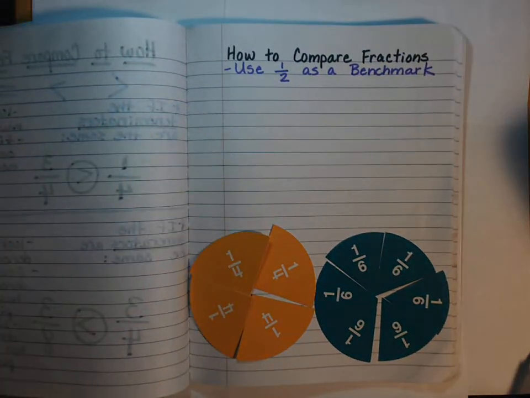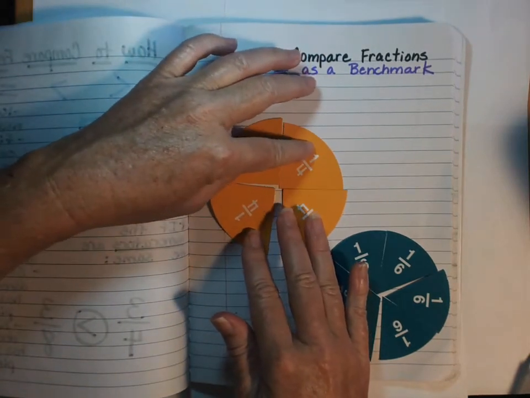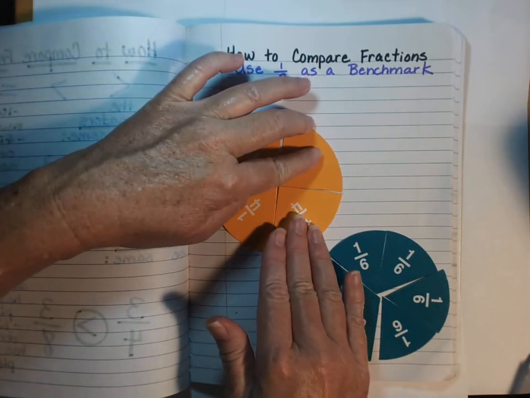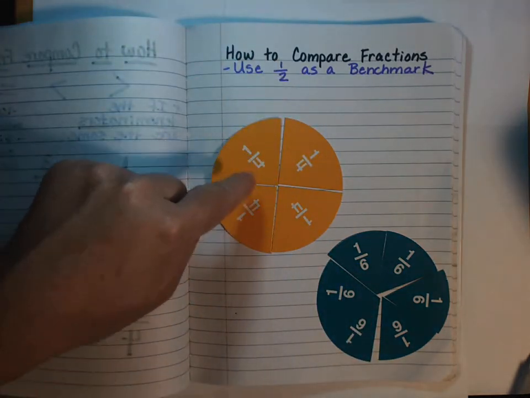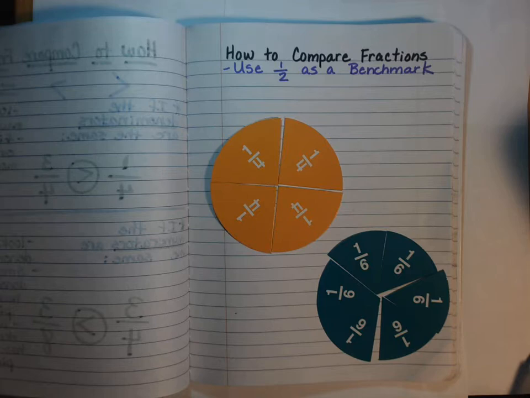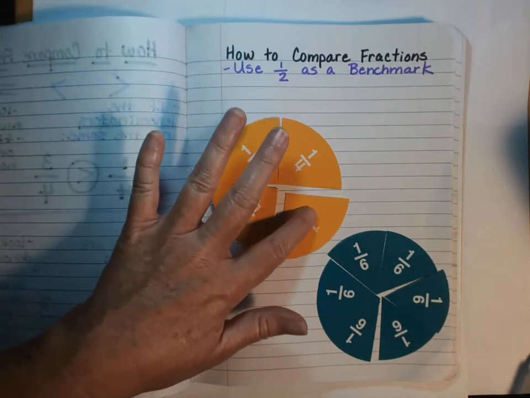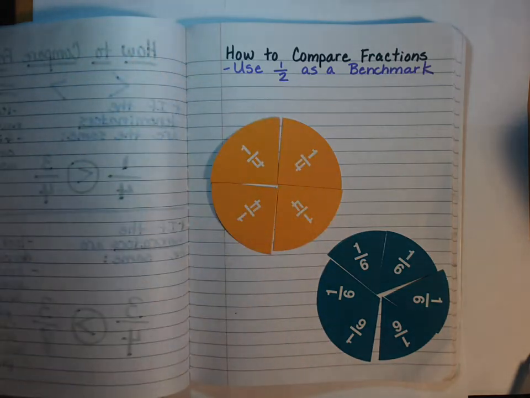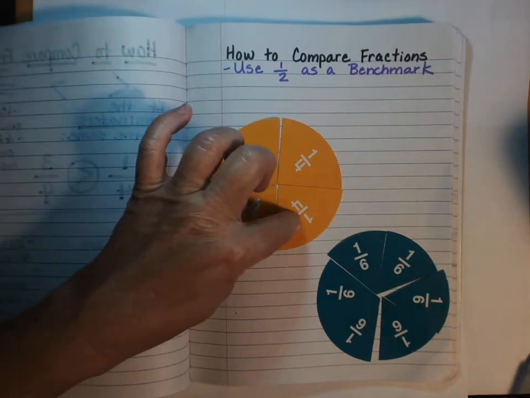Okay, so what does that mean? If we have one whole, and our one whole circle is cut into 4 equal pieces like this circle is, like pieces of a pie, and the pie is cut into 4 equal pieces, each one is 1/4.